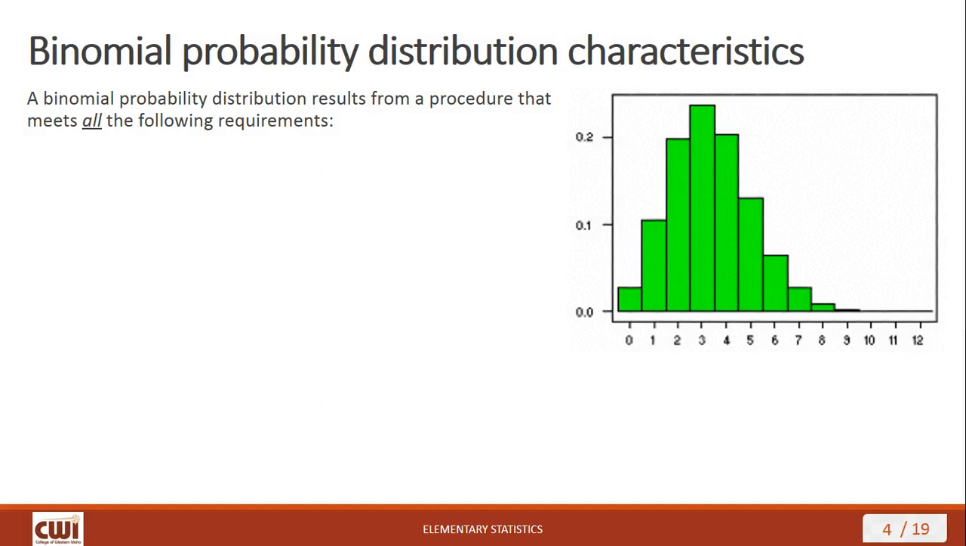First, let's look at some characteristics for the binomial probability distribution. A binomial probability distribution results from a procedure that meets all the following requirements. Just as we saw for a distribution that can be called a probability distribution, there are certain requirements that must be met. We have the same sort of scenario with particular types of distributions, and the binomial probability distribution is no exception. So the first requirement is that the procedure has a fixed number of trials.